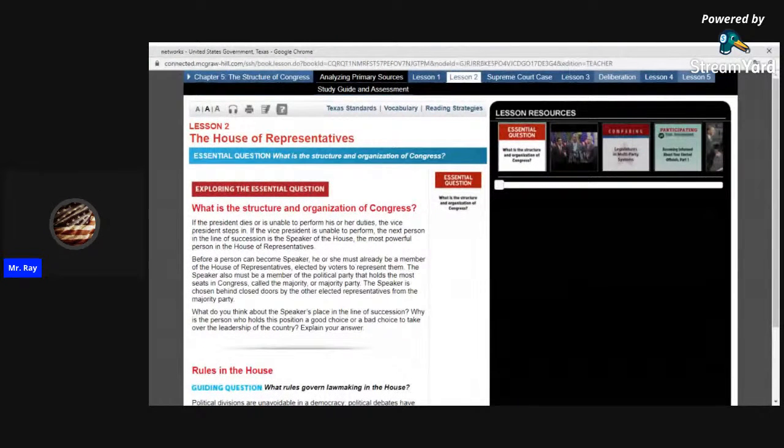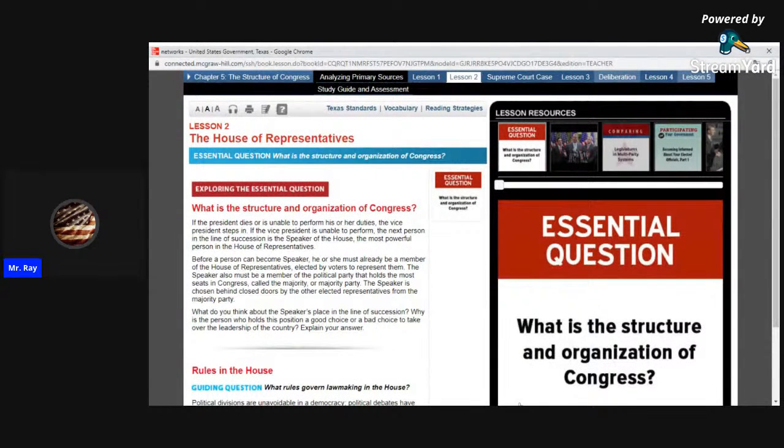So now we're moving to lesson 2. Okay, we're moving to lesson 2, which is going to talk about the House of Representatives and what exactly the House of Representatives does.